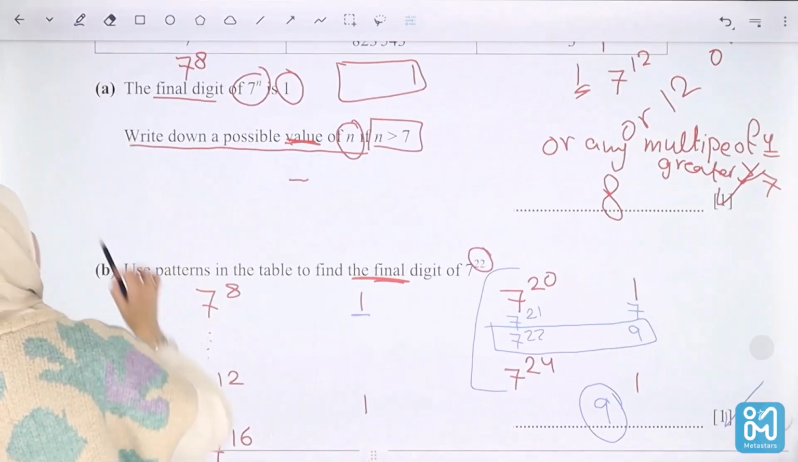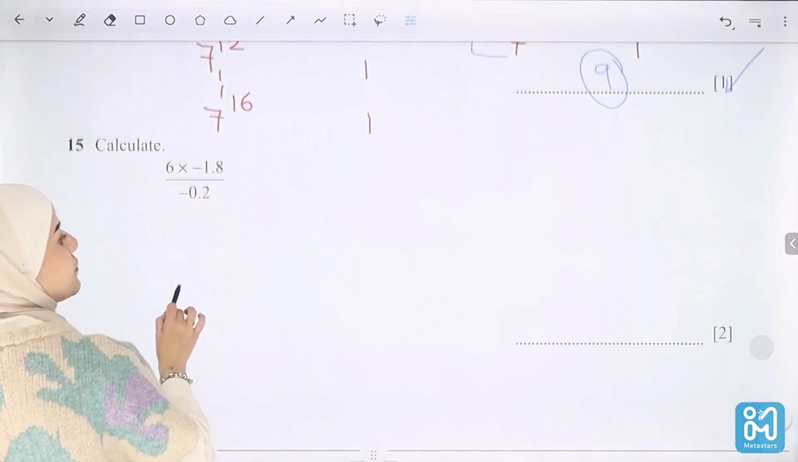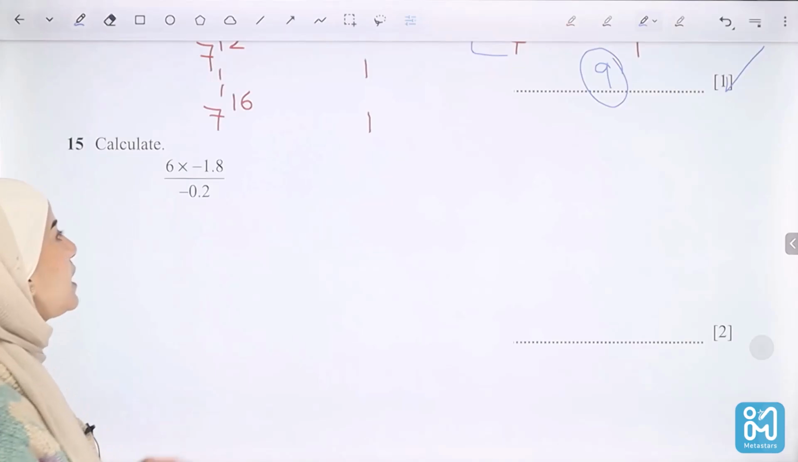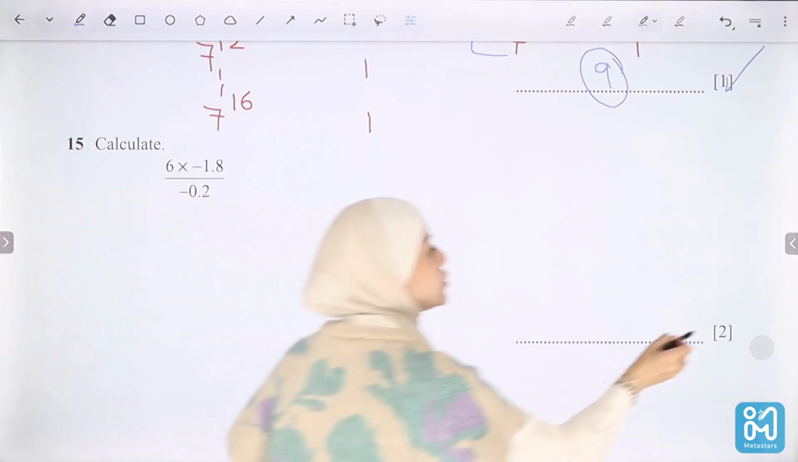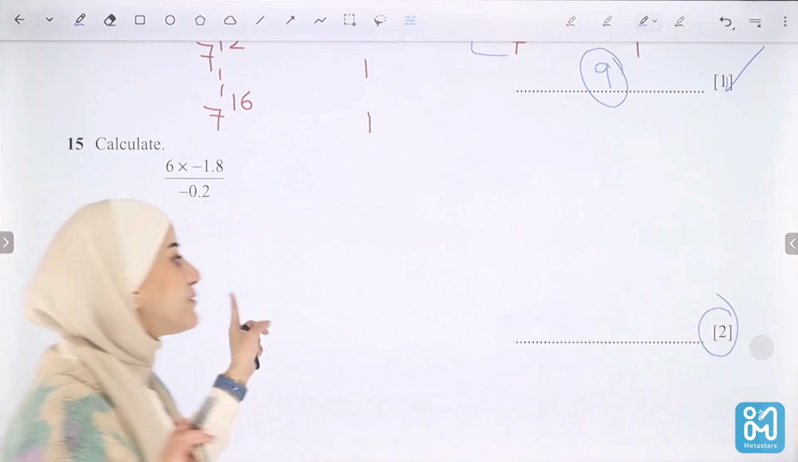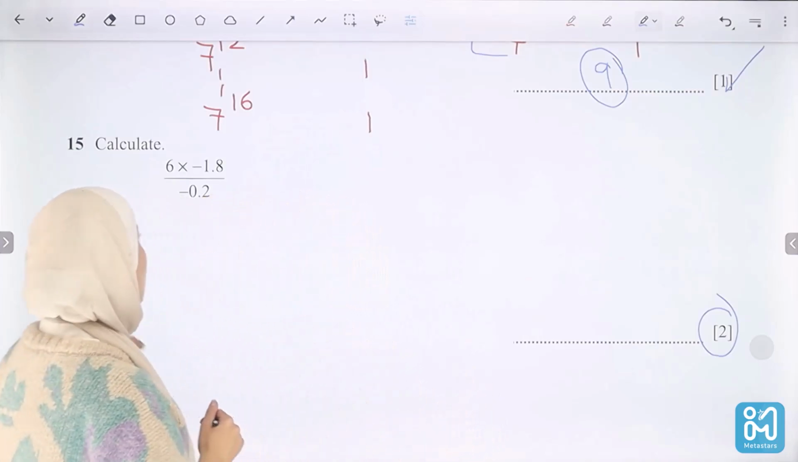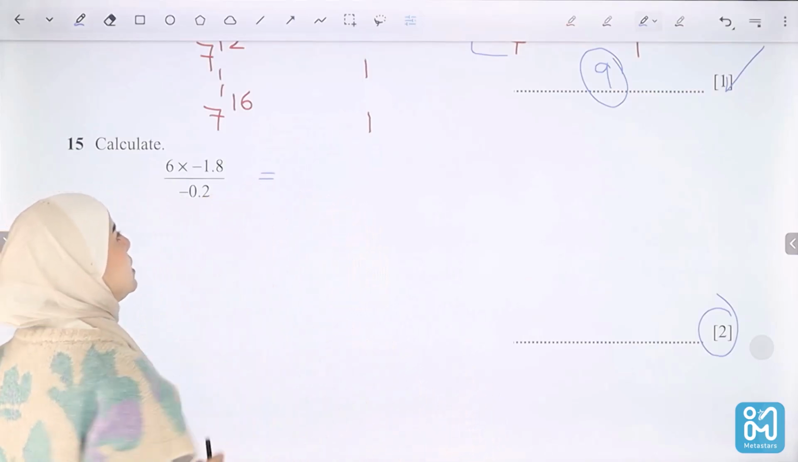Now let's scroll down to question 15. Take a look at question 15. I need to calculate 6 times negative 1.8 over negative 0.2, with 2 marks. Definitely the steps and method should be written. I cannot write the final answer without a method. I need to have a written method. So take a look here. What do I need to do?